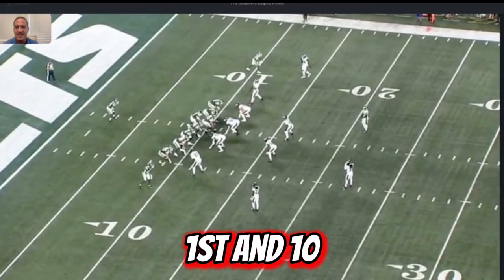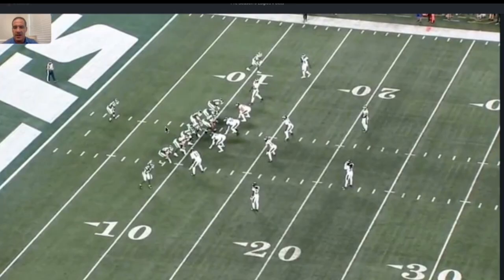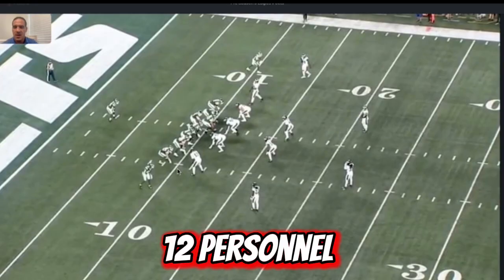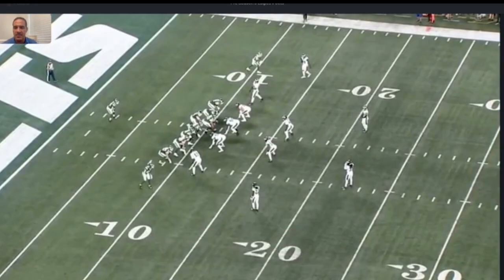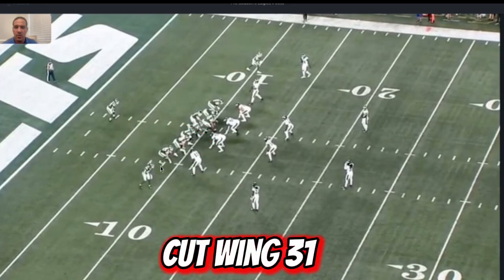It's 1st down and 10. The Jets have the ball on their first drive. All right. And their personnel grouping is 1 running back, 2 tight ends right here, 1, 2. So that's 12 personnel. All right. And then the formation using our naming convention is going to be cut wing 31. Okay. Cut wing 31. The backfield set is just dot back.